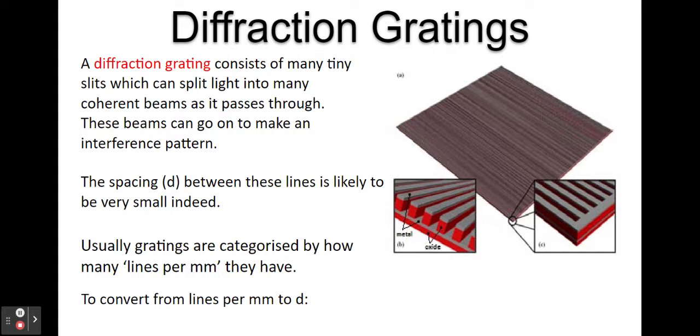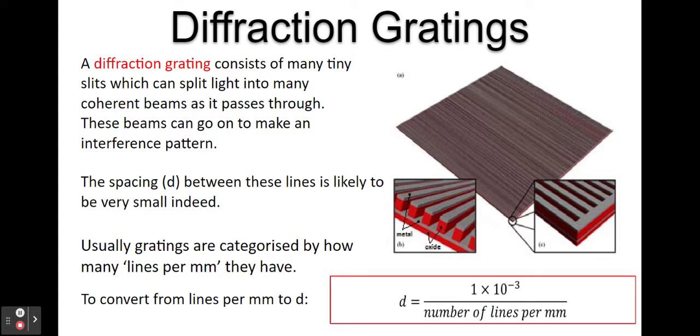But we usually need to know how far apart the lines on the grating are. So if you need to convert from how many lines per millimeter to the spacing of the grooves on the grating, then we need to divide 1 millimeter, which is 1 times 10 to the power of minus 3 meters, by however many lines there are per millimeter. Keep that in mind because we'll need that when we try some examples later on.